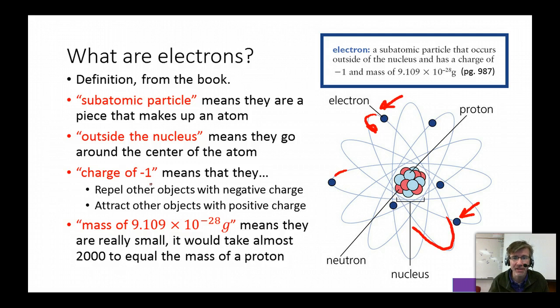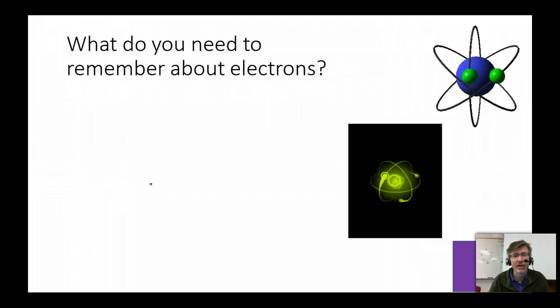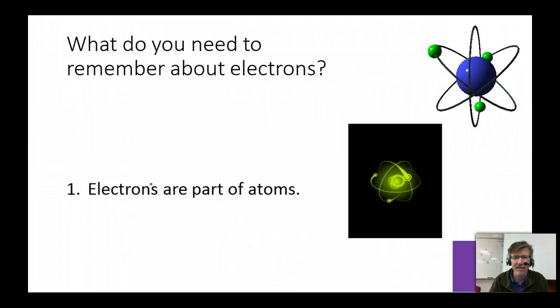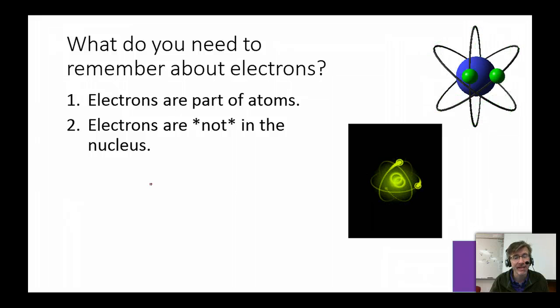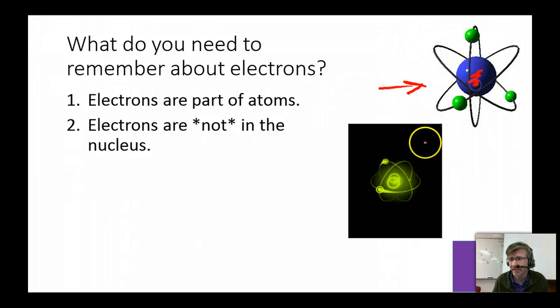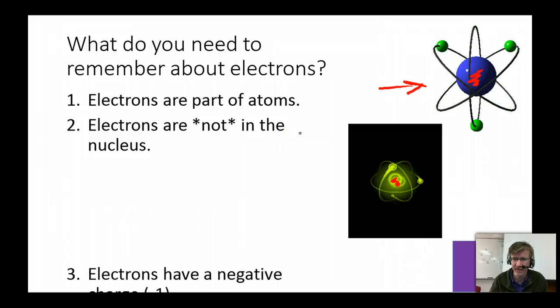All right, so that's the definition. What do you need to remember about electrons? So let's just put this out there and make sure we've got it. First of all, electrons are part of an atom. Next, they're not in the nucleus. They're outside the nucleus. They're flying around out here. If this is the nucleus right here, they're flying around outside the nucleus.